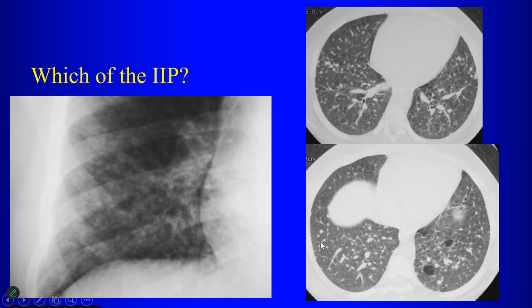Could pick perilymphatic. Yeah, especially here, you can see that the nodules are nicely outlining what? What are they outlining? A secondary pulmonary lobule, right. So perilymphatic nodules with cysts. Which of the idiopathic interstitial pneumonia? LIP, right. So lymphocytic interstitial pneumonia.